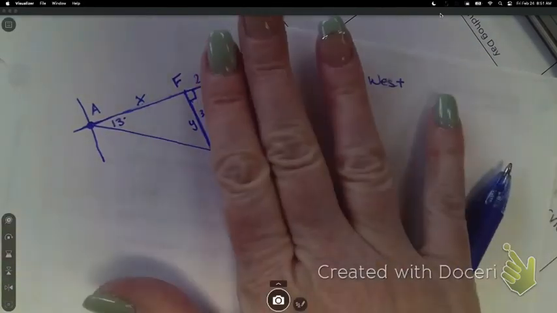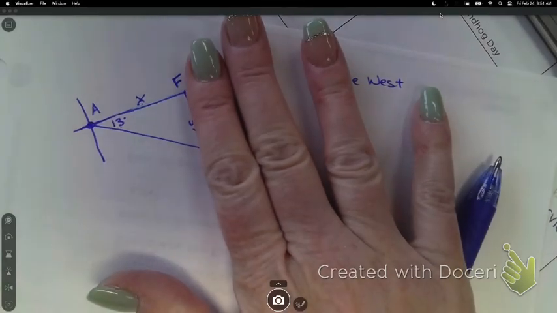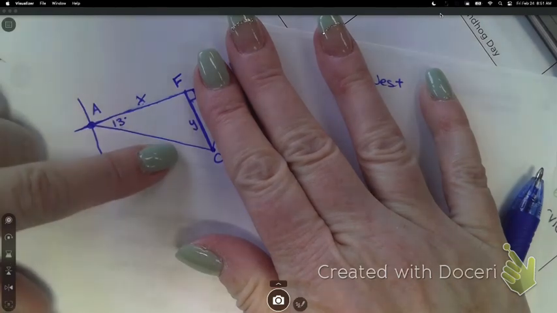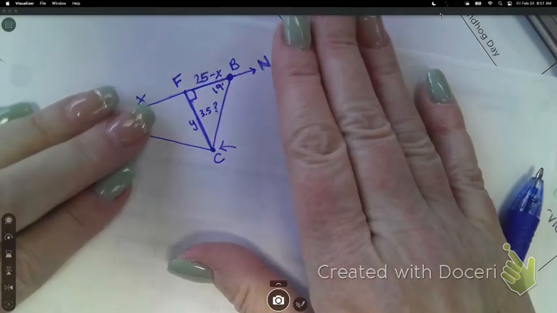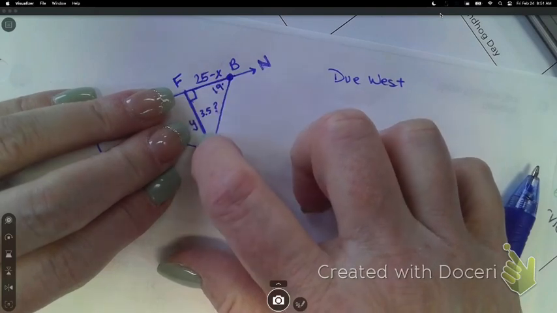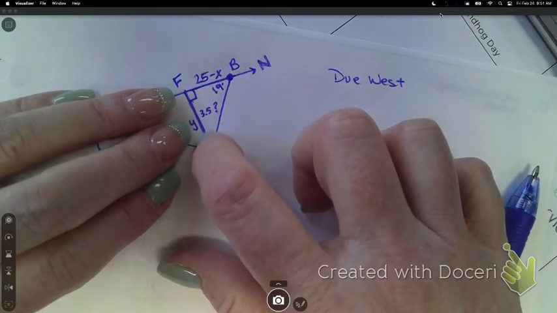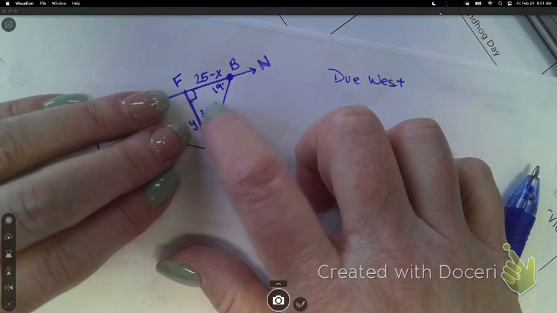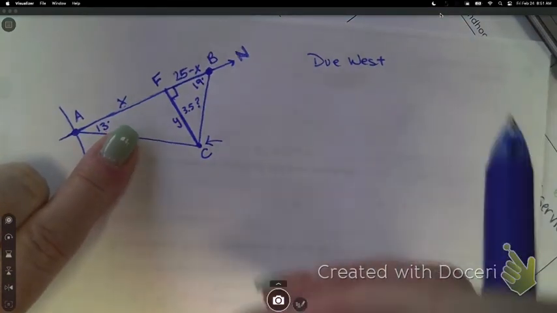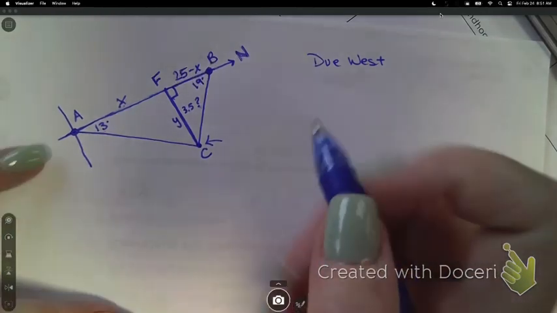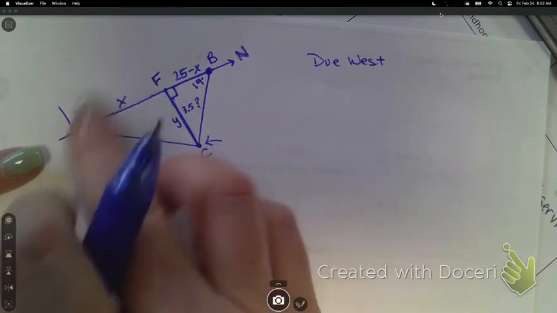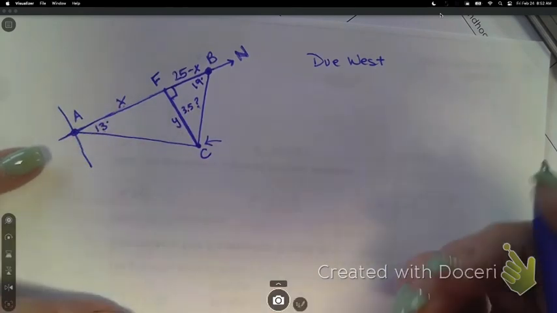Well, if I look at this right here, I have x and I have y, correct? And if I look here, I have 25 minus x and I have y. Well, I don't have 2 of anything, but I have x and y in both of them. So can I set up a system of equations? Yes. So let's talk about this triangle right here. So I have x and y and 13. What function do I have?